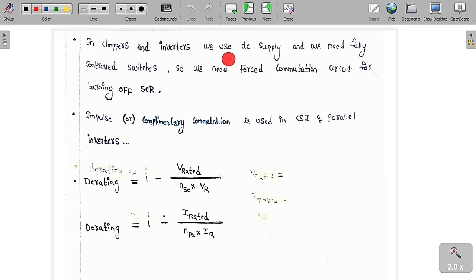In choppers and inverters, we use a DC supply and we need fully controlled switches. So we need a forced commutation circuit for turning off the SCR. Since the input is a DC supply, if you want to use SCRs, they should be fully controllable. Only fully controllable switches are used in choppers and inverters. If you use the SCR, then we have to use forced commutation circuits to turn off the SCRs.